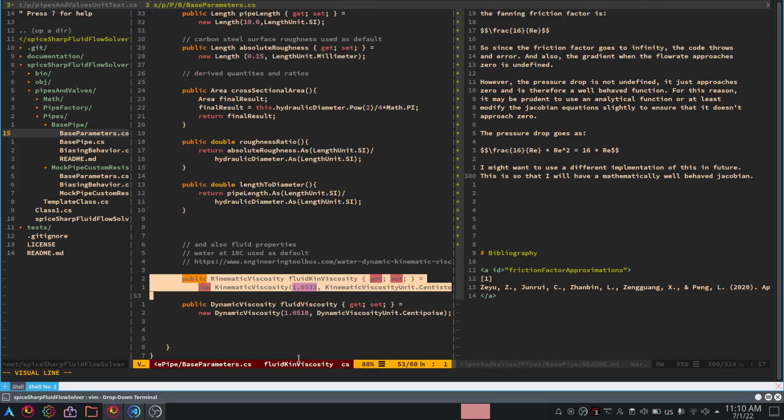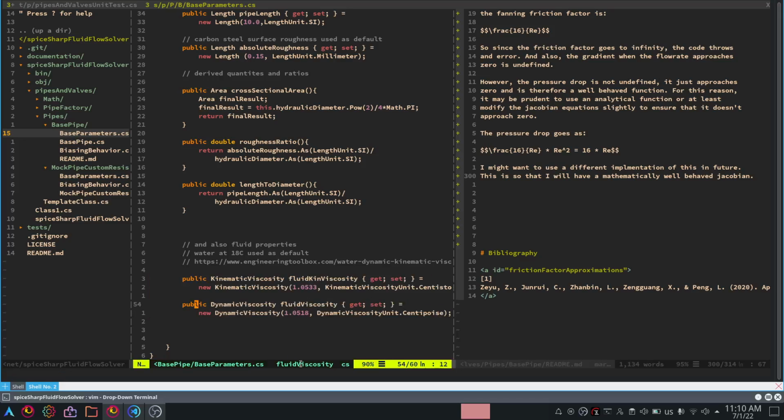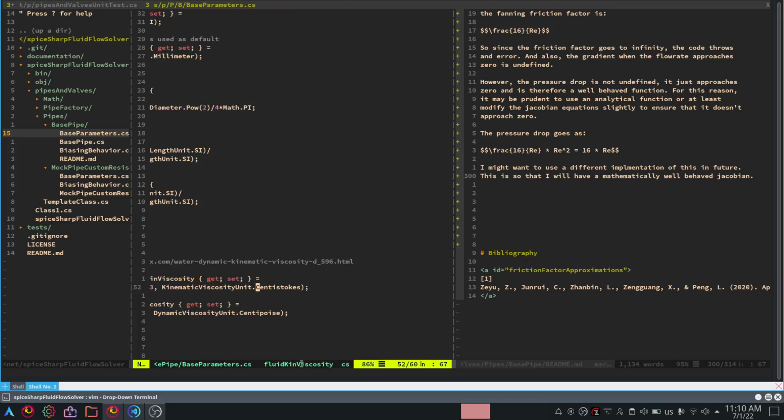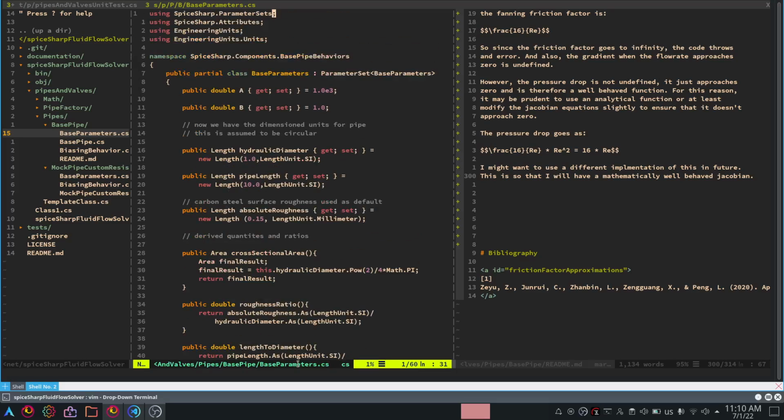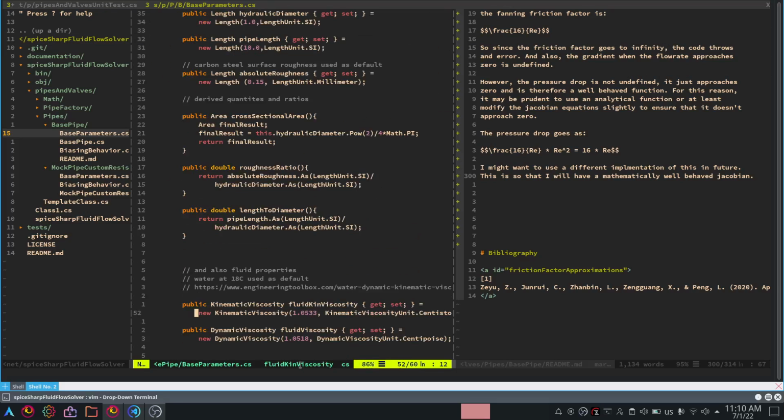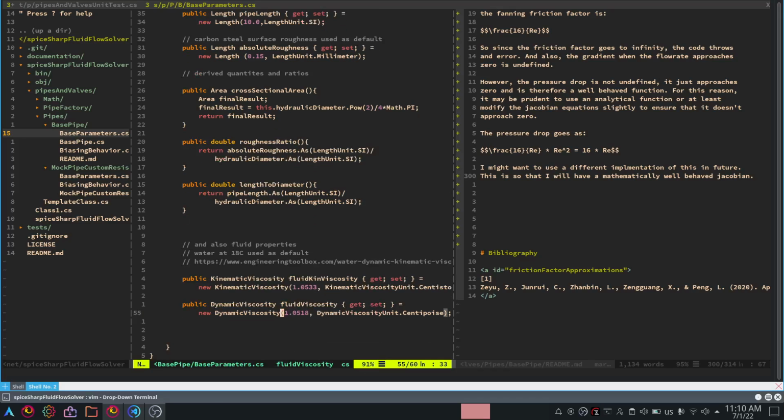These two are the kinematic and dynamic viscosities of water. Kinematic viscosity is in the centistokes unit, as you can see here. I just got it from the engineering toolbox, water dynamic and kinematic viscosity at 18 degrees C. It's a very simple reference value. So water kinematic and dynamic viscosity is over here in the base parameters, as kinematic viscosity and dynamic viscosity units. Nothing too much to see here except those.